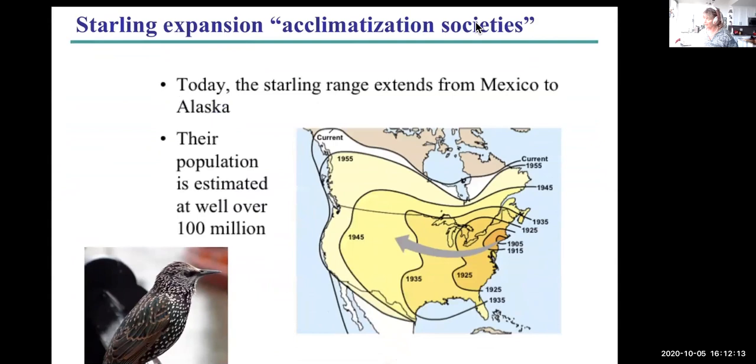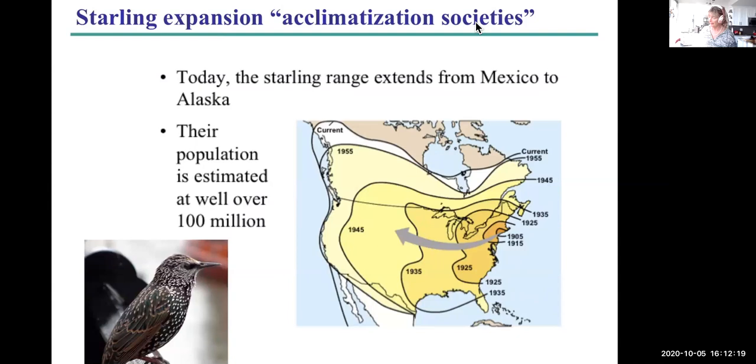A very stark kind of expansion of species is the starling. Have you ever seen the starling? It's quite a pretty bird, actually. They're all over the place in very large numbers. They're on Granville Island sometimes.